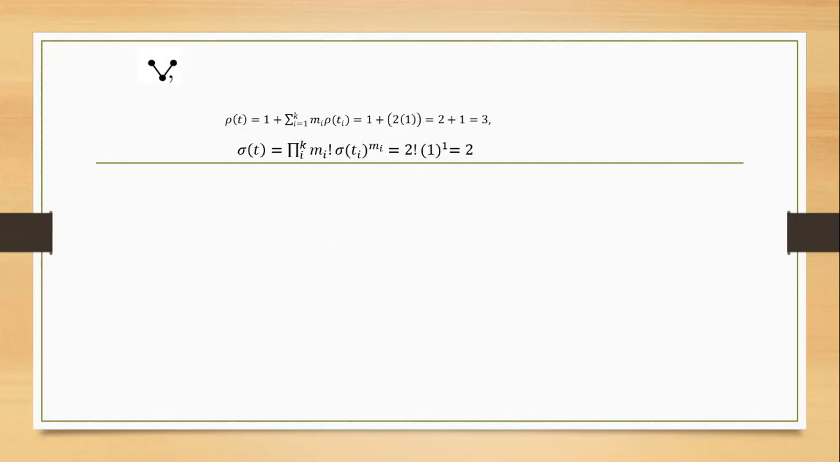Then let's look at the order of symmetry. The order of symmetry, the multiplicity is 2. We said 2 factorial, and the leaf does not extend to anything. We said 1 raised to power 1, which is also 2.